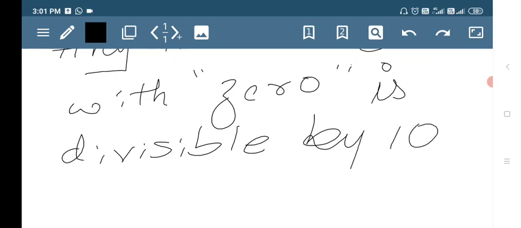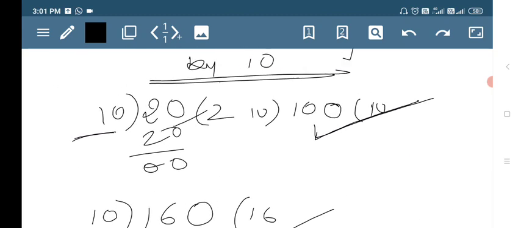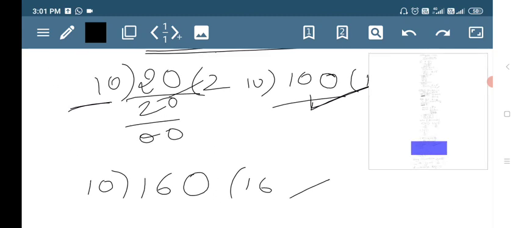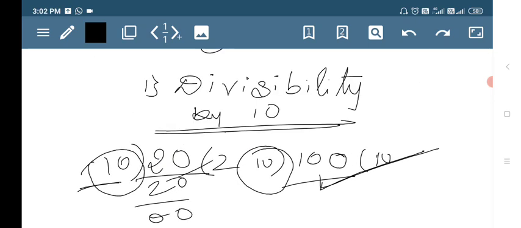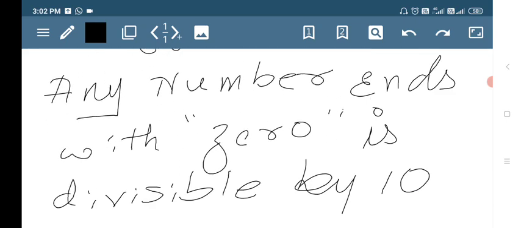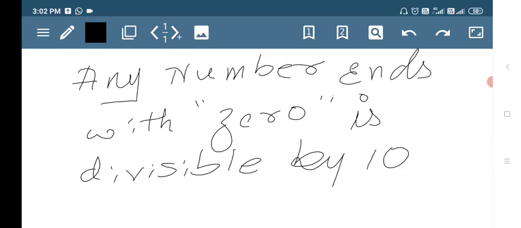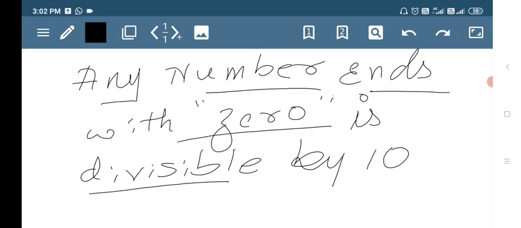I agree that these numbers are divisible by 5 also, divisible by 2, and maybe by other numbers also. But here the question is whether they are divisible by 10 or not, because we are learning divisibility by 10. Okay, understand? So what do you conclude here? Any number ending with 0 is divisible by 10.